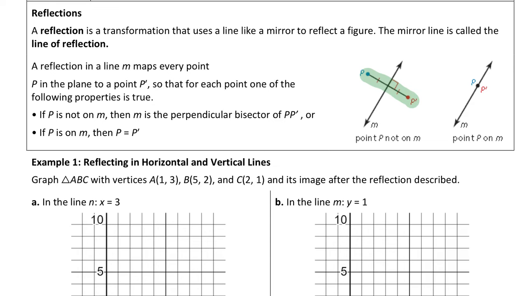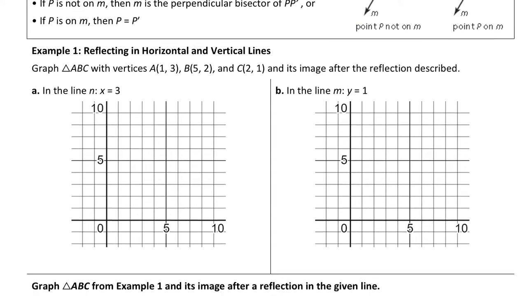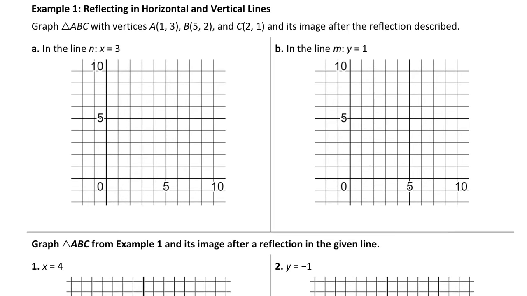So the main thing I want you to understand is that P and P's image are what's called equidistant from line M. So P and its image are the same distance from M, but in opposite directions. So a lot of reflecting has to do with being able to basically count in the opposite direction.